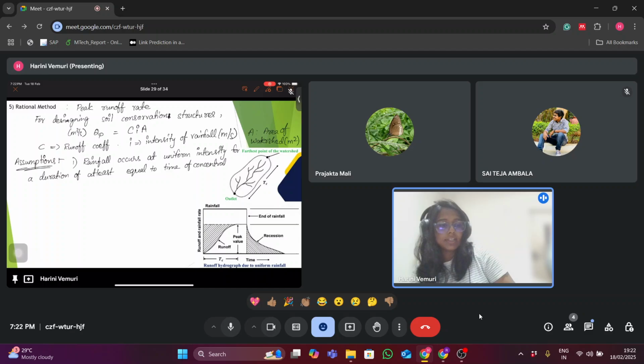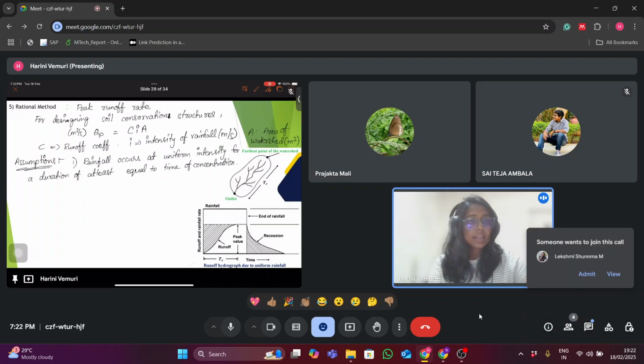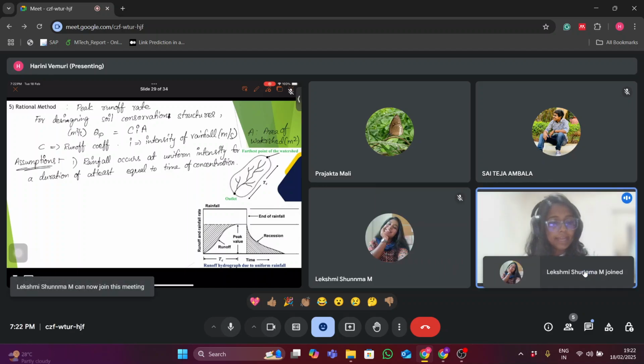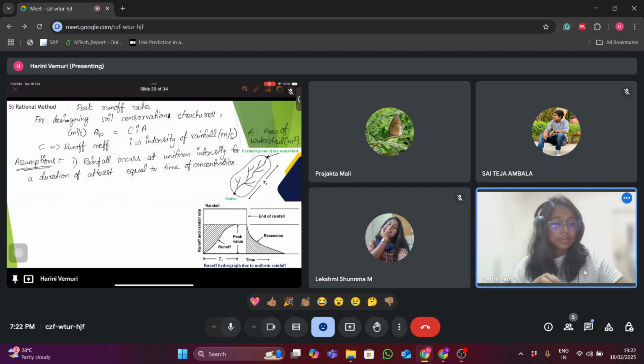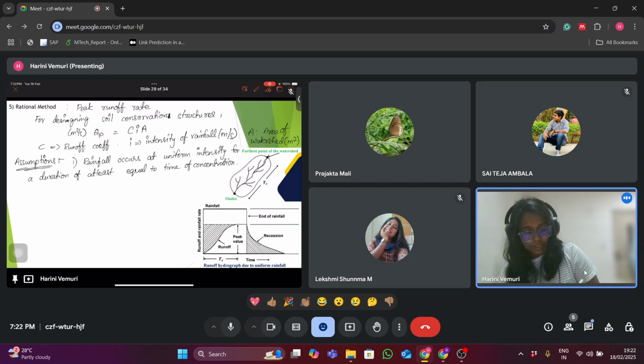What is time of concentration? Time of concentration is defined as the time taken by the water droplet at the farthest point of the watershed to reach the outlet. The time taken by this point is defined as the time of concentration. So the first assumption is that the uniform intensity of rainfall should occur for a duration at least equal to the time of concentration.